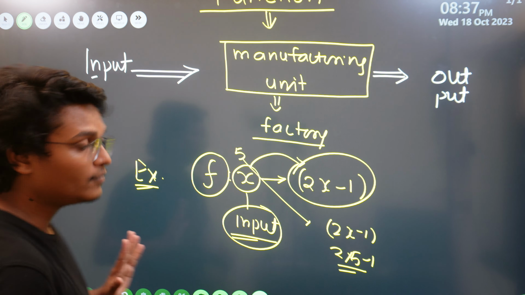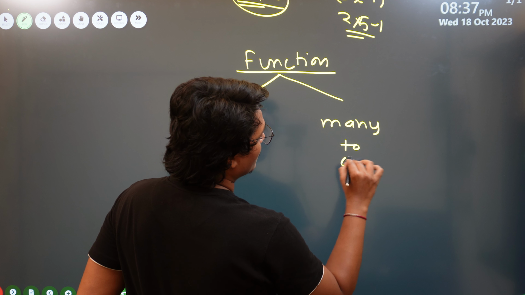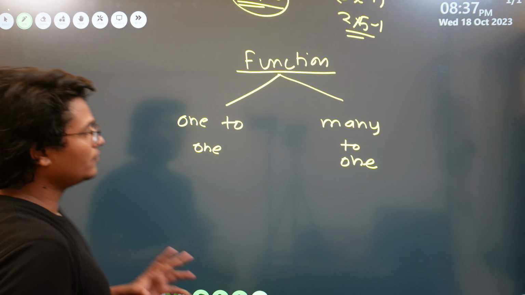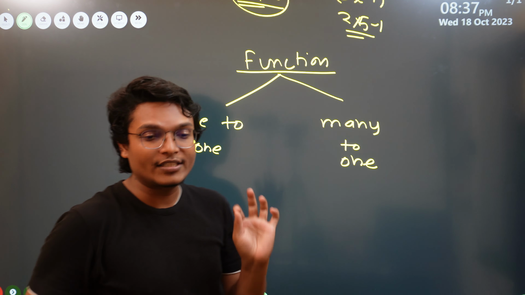Now see, let's understand theoretically what a function is. Before, we understood 3 types of relation. Out of these 3 relations, there are only 2 types of functions. One is the one-to-one function, and one is the many-to-one function. Because one-to-many will only be a relation.